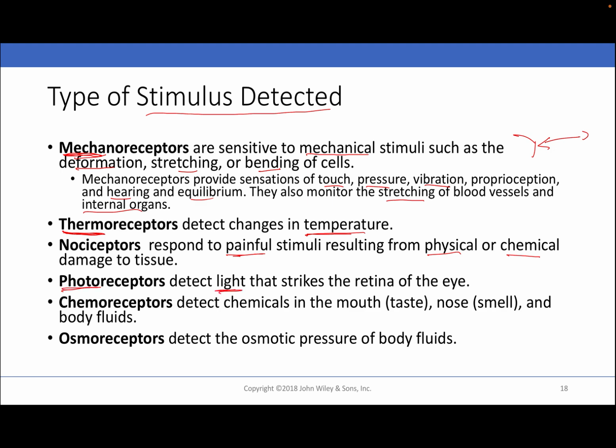Photoreceptors are going to detect light, hence the name, and they do this as light strikes the retina of the eye. Chemoreceptors, chemo as in chemicals, are going to detect chemicals, things like tastants. When flavor and tastants bind to your taste buds in your mouth, this is making use of these chemoreceptors. Same deal with smell in our nose. We also monitor various bodily fluids to some degree. And then last but not least, we have our osmoreceptors. These are there to monitor the osmotic pressure in the body's fluids. Pretty straightforward.